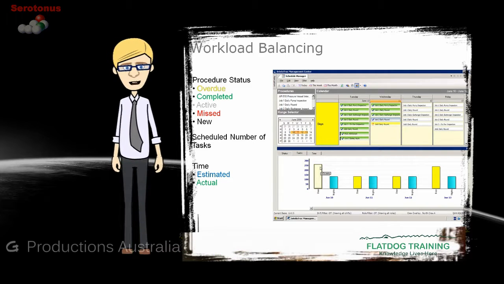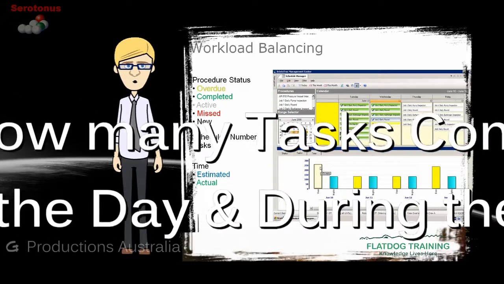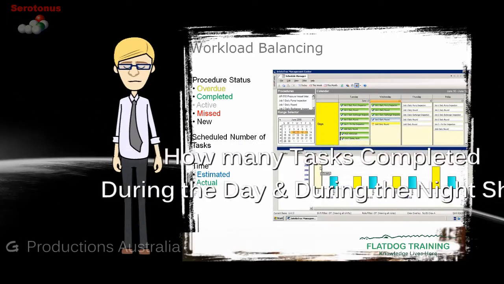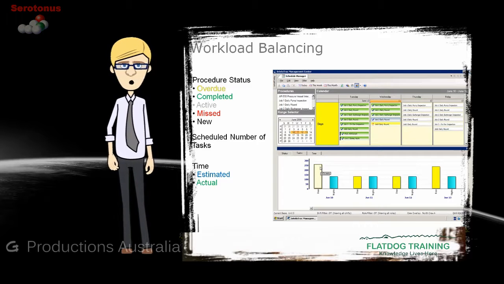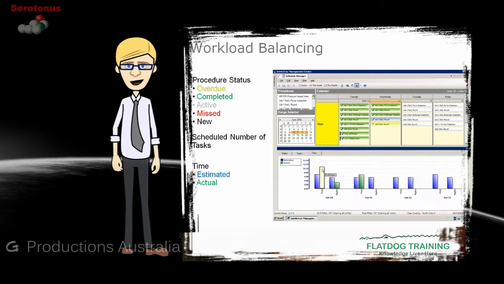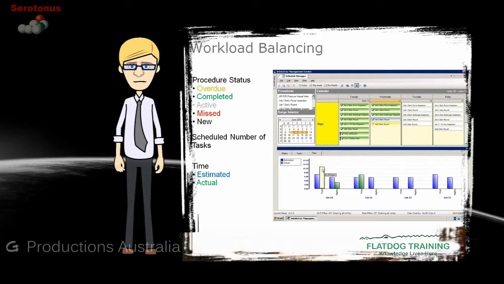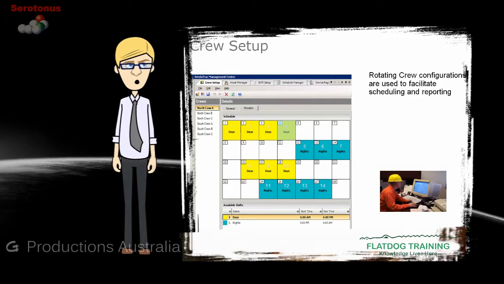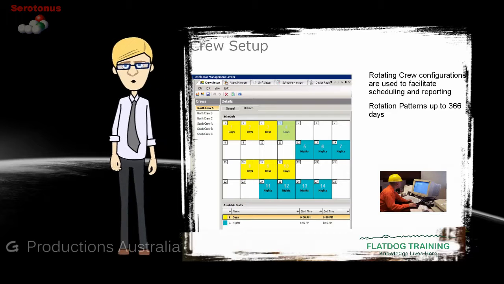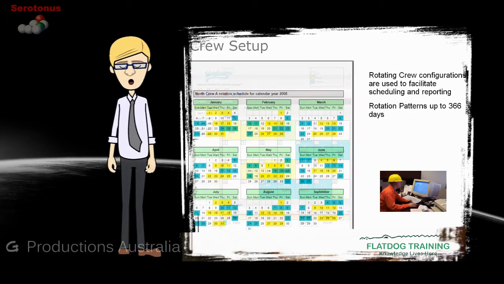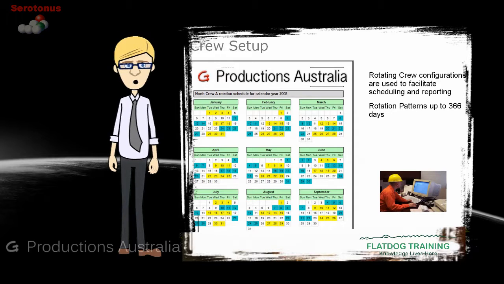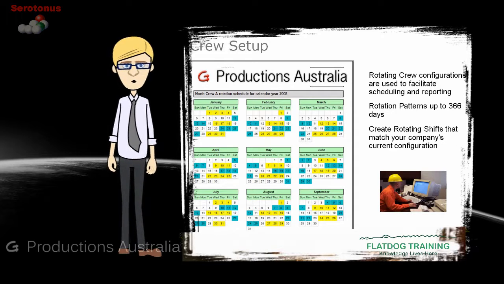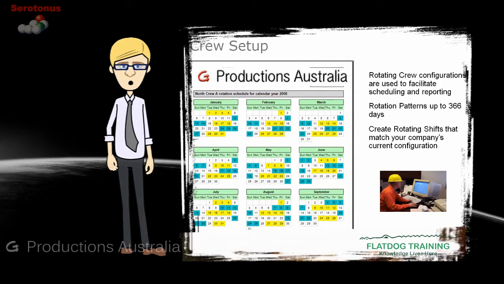And I get a little more graphic saying how many tasks were completed on days and how many were completed on nights. In other words, how many tasks were completed per shift and how long it took them to complete theirs. Then I can overlay this with my rotating crews. Some companies use crews, some don't. And then I can rotate those patterns up to 366 days. So create rotating shifts that match your company's current configuration.